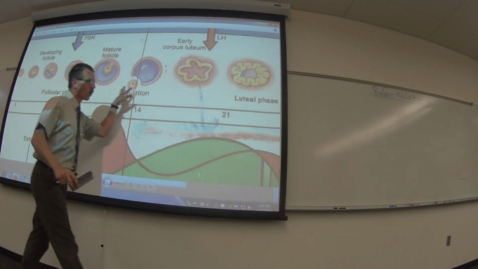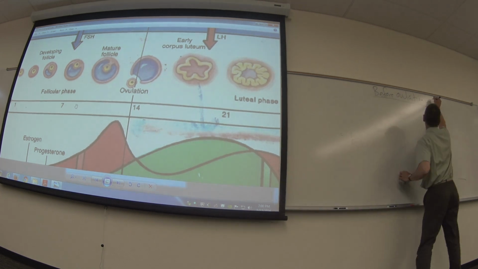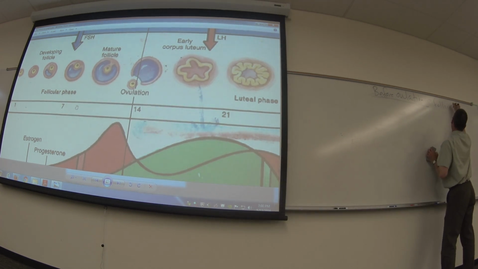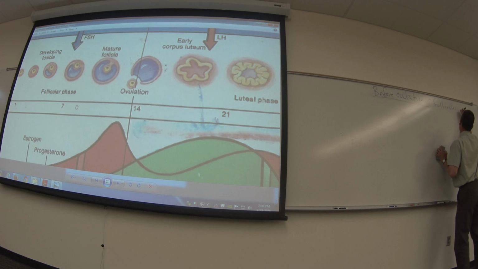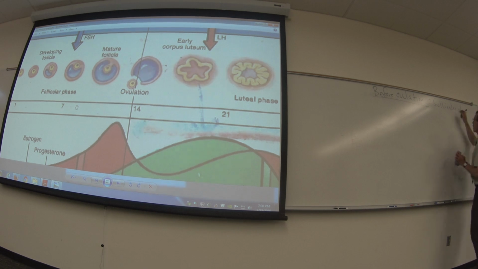Follicular phase. So on a test, you could say follicular phase. And why is it the follicular phase? Because you have follicles before you ovulate. You have eggs and nests. So follicular phase is a short way of saying before ovulation.